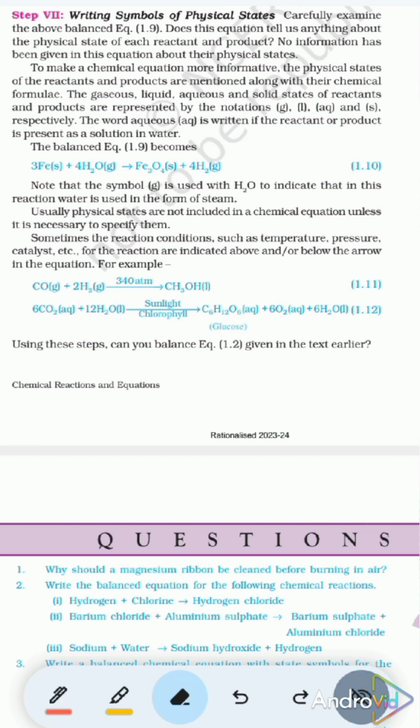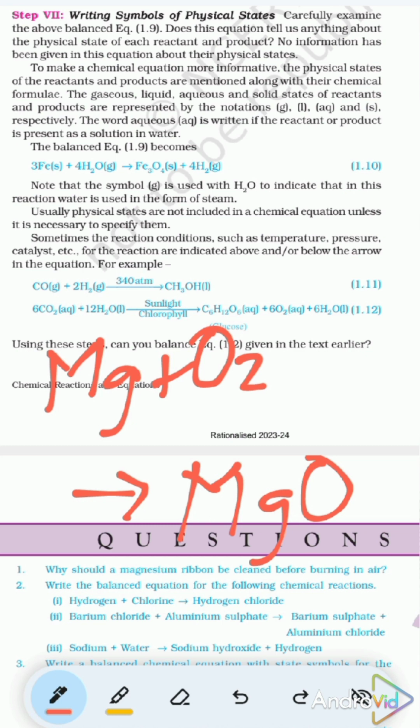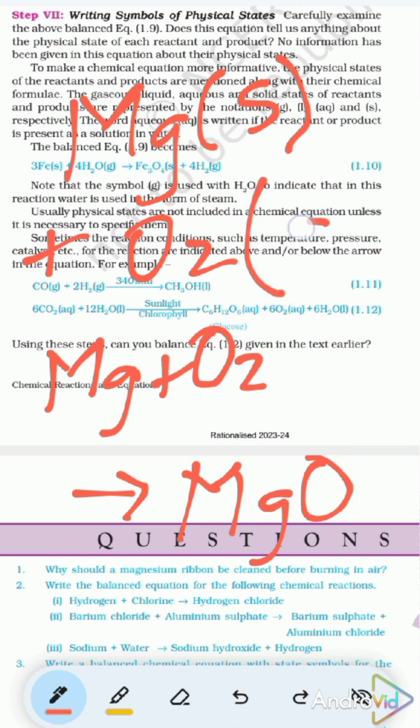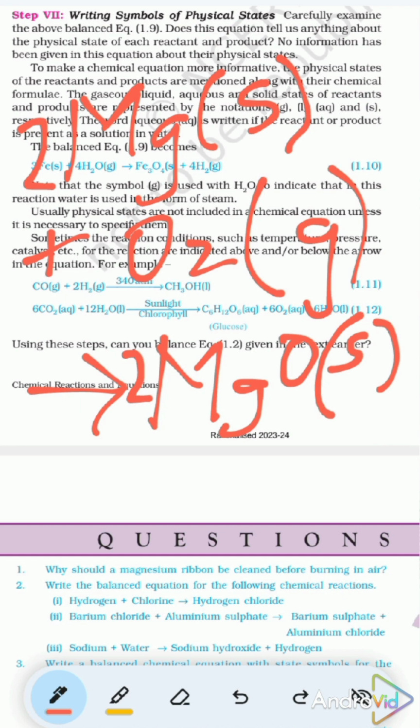Equation 1.2 is nothing but the experiment we read at the beginning of this chapter, when magnesium reacted with oxygen to give MgO. We know that magnesium is a solid, so we write (s), plus O2, which is a gas, so we write (g), gives 2 molecules of MgO. So this is the exact balanced equation for equation 1.2 given in the previous table, from the previous experiment we performed.